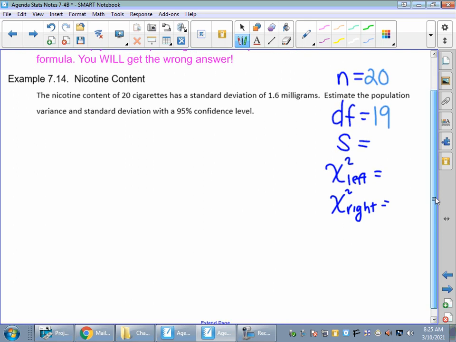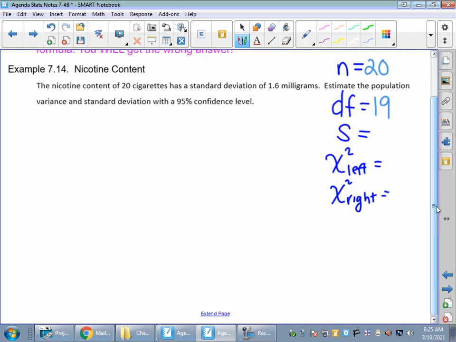So let's see, if we're going to look up our critical values, well, we can fill in our standard deviation, right? 1.6, that's shouting at you. Let's see, if our alpha is equal to 5% or 0.05, that means our alpha over 2 is equal to 0.025. So I'm going to use that 0.025 when I look up my right.